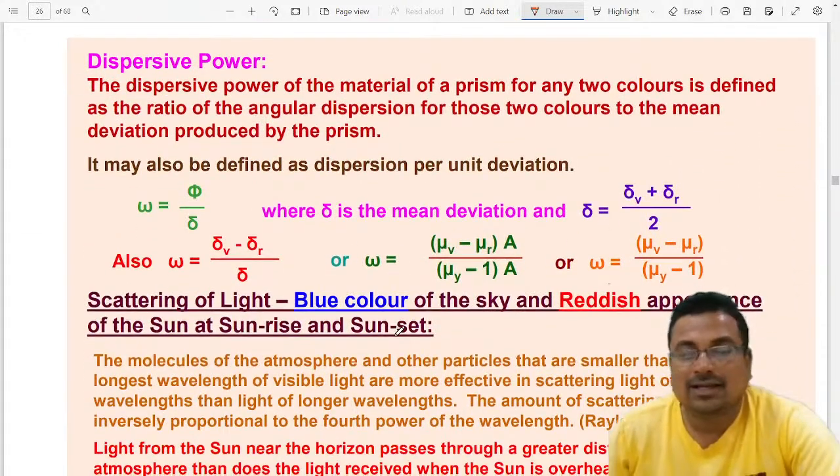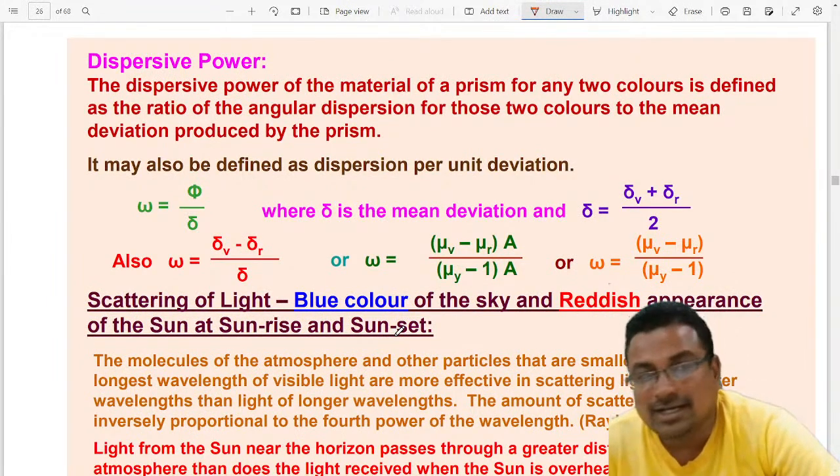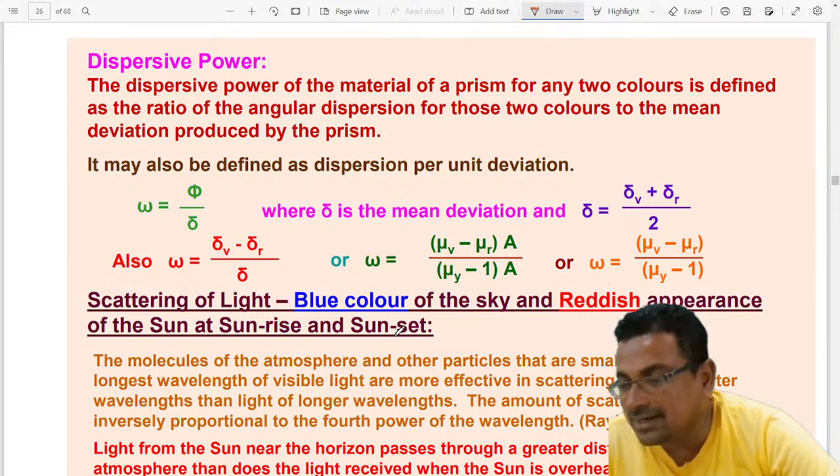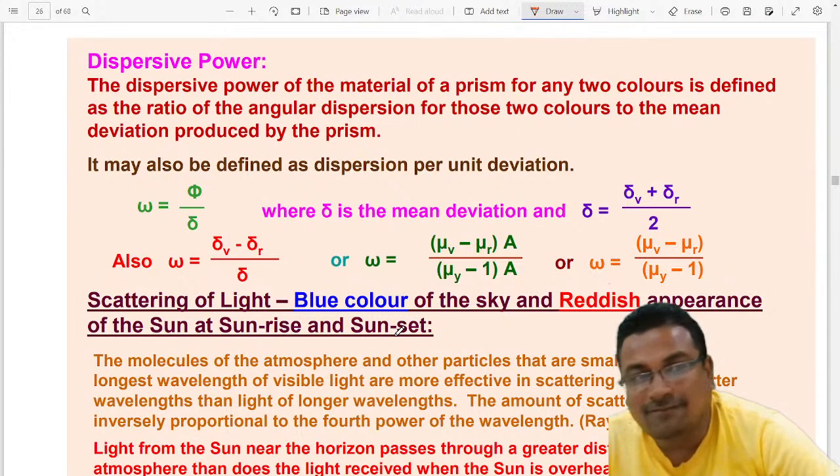Now, let's discuss the dispersive power of a prism. The prism splits the light into seven colors because white light is made up of seven colors. Now, what is the meaning of dispersive power?